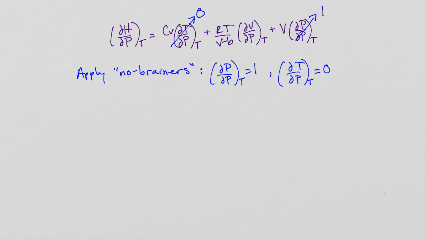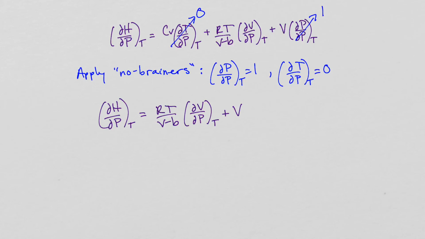So we end up with our new expression for the change in enthalpy with respect to pressure, and we get RT over V minus B times the derivative of V with respect to P at constant temperature, plus V, right? And then remember, again, this is all essentially allowing us to calculate that quantity mu T. So this is our new expression for mu T.